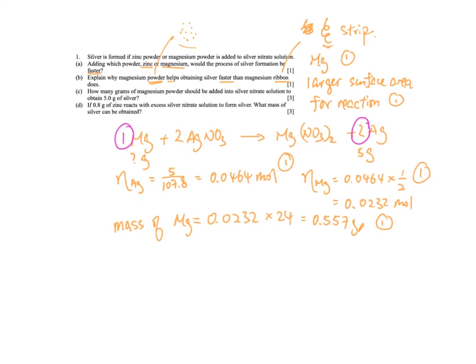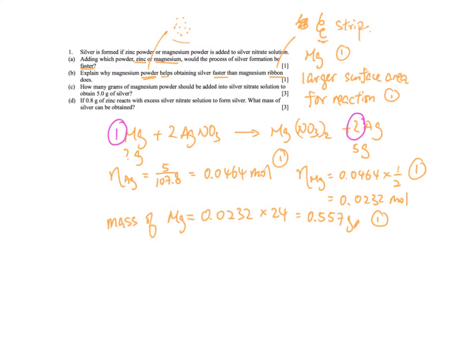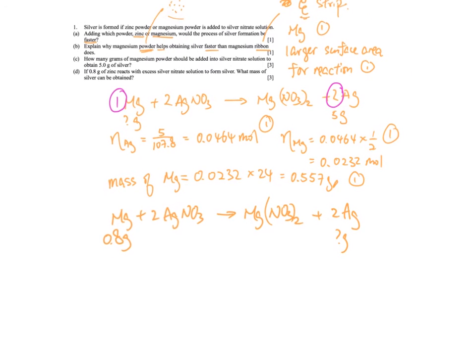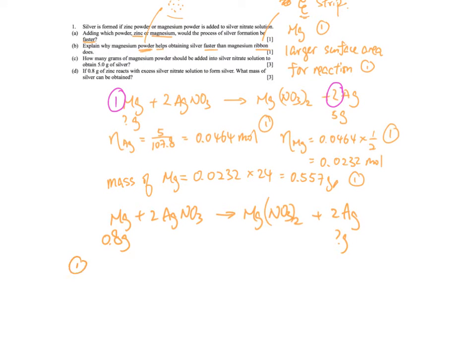Okay, so the last part will be the same equation. I think it should be Mg plus silver nitrate giving magnesium nitrate plus Ag. So you have 0.8 gram of zinc, and then you're going to find out how many gram of silver. So the first one, the number of mole of Mg will be 0.8 over 24.